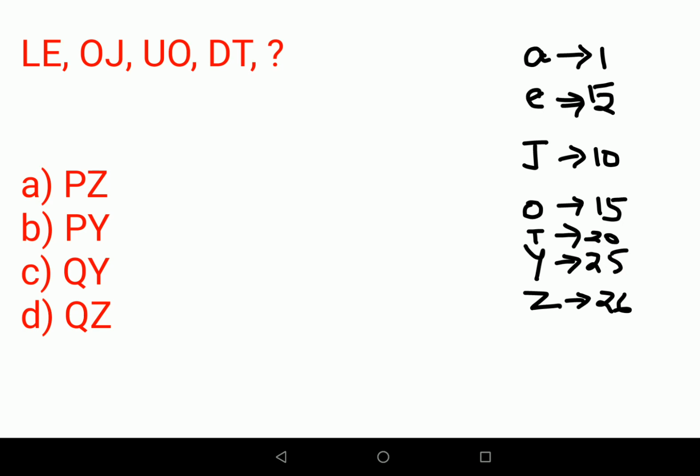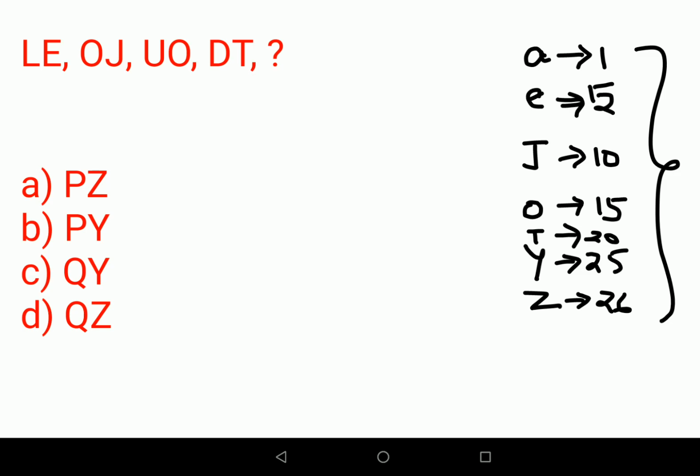Please take a screenshot right now only, because this is going to be super helpful for you all to solve any of the alphanumeric questions. When you know this, you can actually do this literally in your head. It will be that easy.